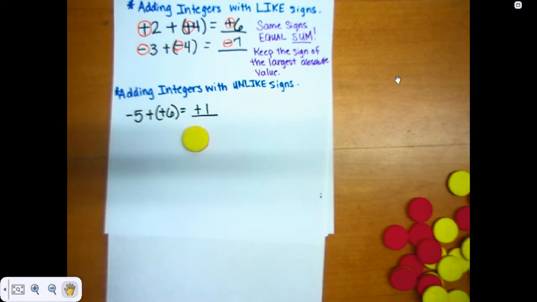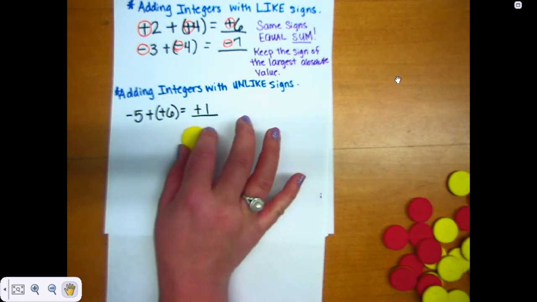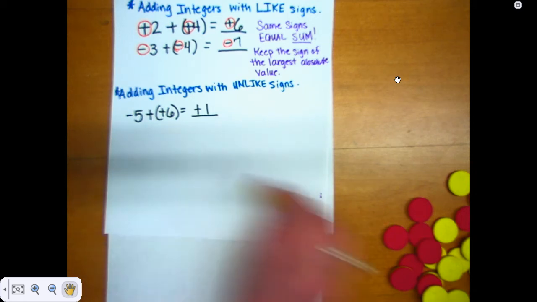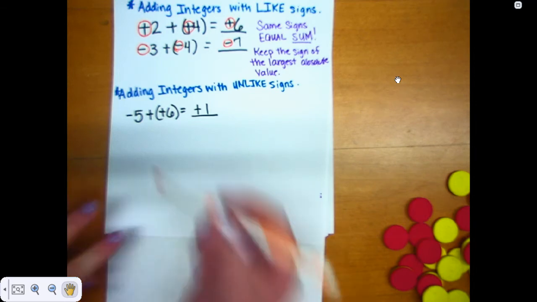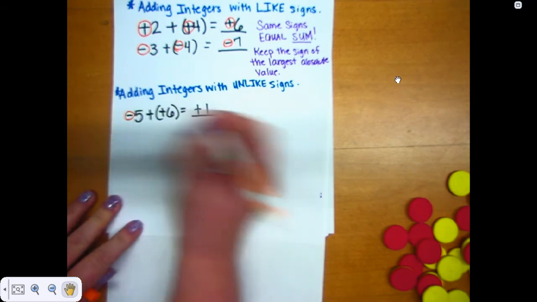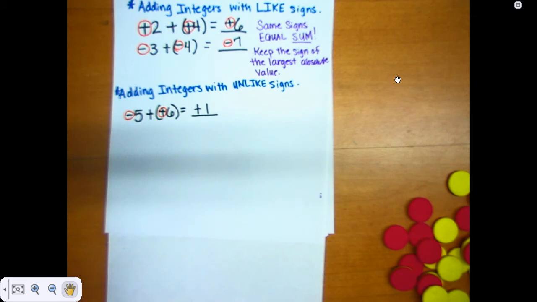I want you to look and discuss. What was the pattern here? What do you think the rule could be here? We looked at our signs. This one was negative. This one was positive. So my signs are different. What do you think you could do to find the answer without the counters or without a number line?